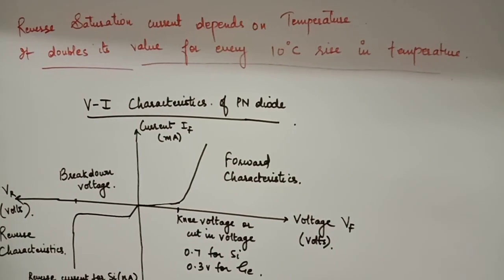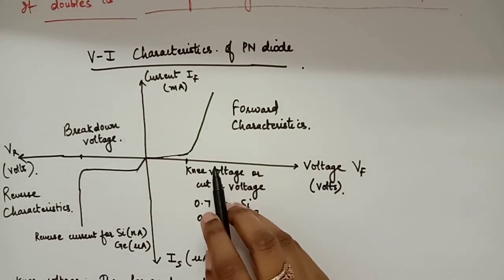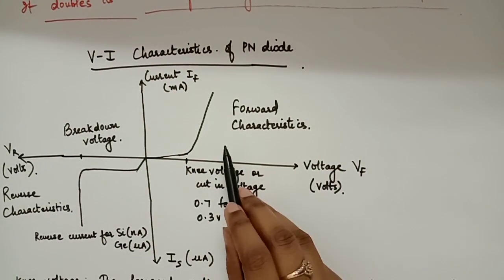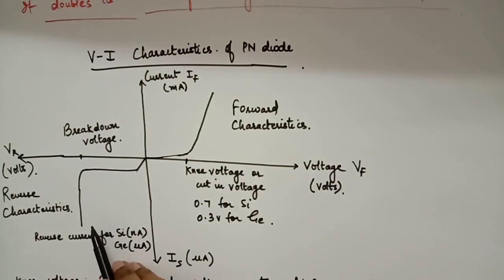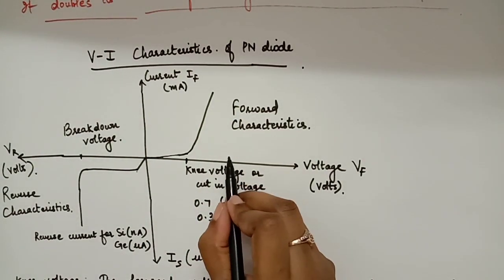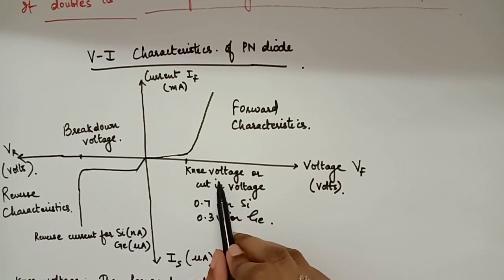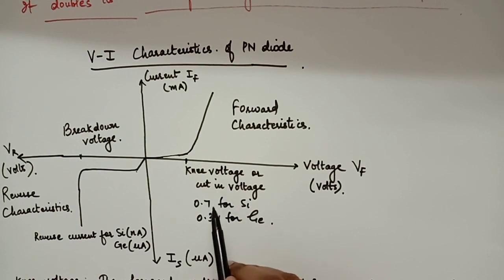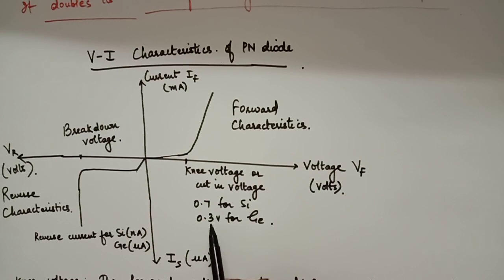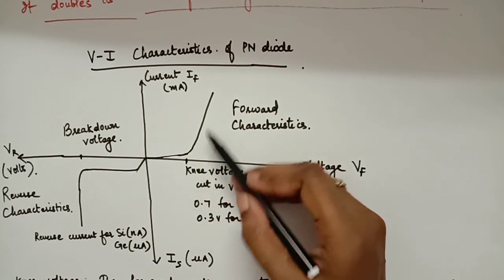So this was the VI characteristics of diode, and in this we learned that we draw the graph during forward and reverse biasing. So we have to remember one or two points for each of the biasings. In the case of forward biasing, the current will rise negligibly till the knee voltage is reached, and this is also called cut-in voltage, which is 0.7 volt for silicon and 0.3 volt for germanium. But as soon as this knee voltage is reached, the current rises rapidly.